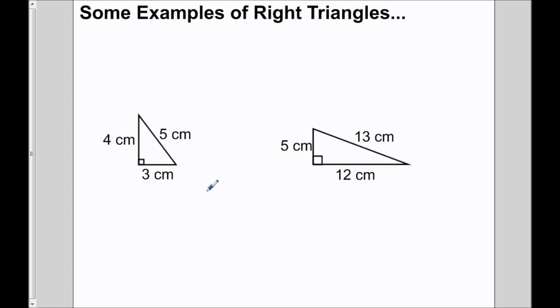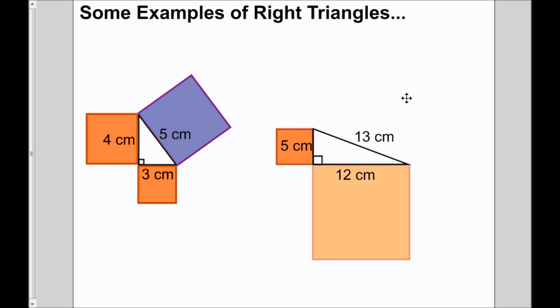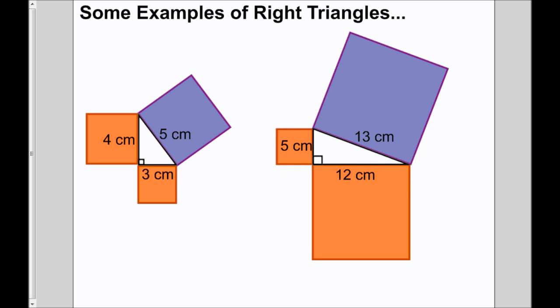Okay, so here we have two examples of right triangles. Now, if we take a look at the lengths that are given to you, we notice that there's really not much of a relationship between the three sides here or the three sides there. But something really interesting happens when we create squares out of those sides. Okay? Let's say we find out the areas of these squares.